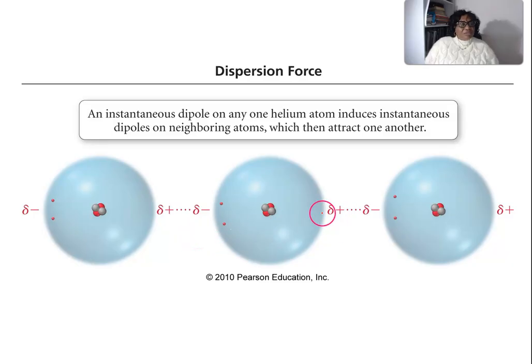And it goes all through the molecules. So it is an instantaneous dipole on one helium atom inducing an instantaneous dipole on a neighboring atom, which then attracts one another. So this is dispersion force. Because it is temporal, it's weak, but it occurs and it can keep the molecules together.